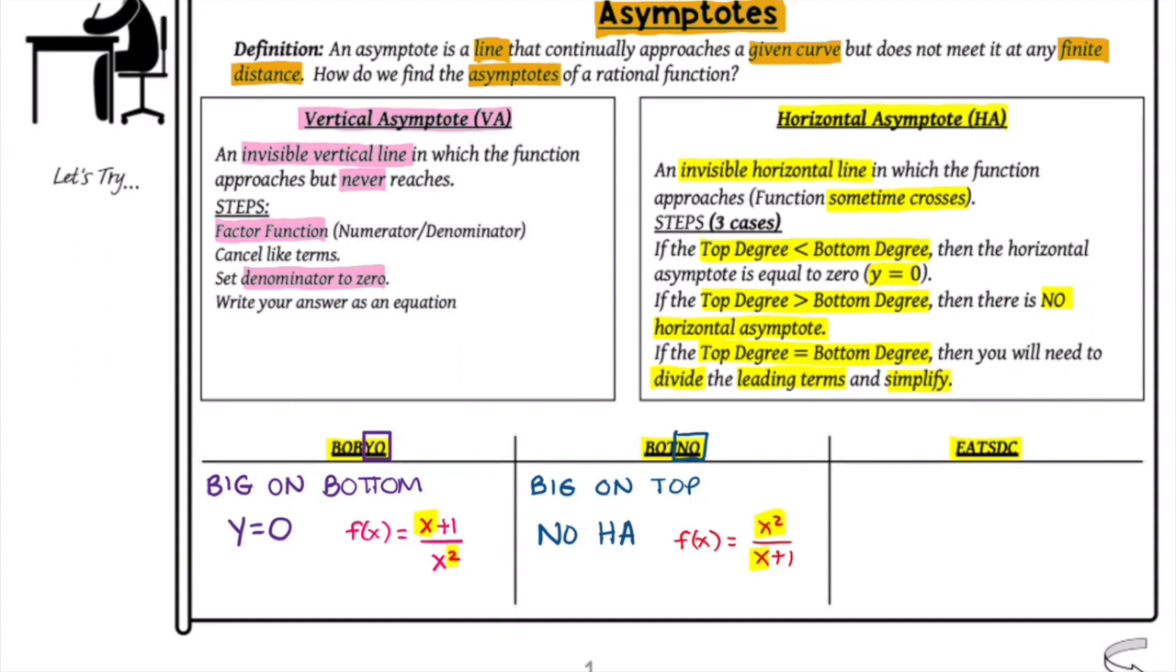There is a different type of asymptote here, which is known as an oblique asymptote. So EATS DC, what does this mean? EATS DC means exponents are the same. If the exponents are the same, we DC. What does DC mean? We divide coefficients. Okay, so what would this be?